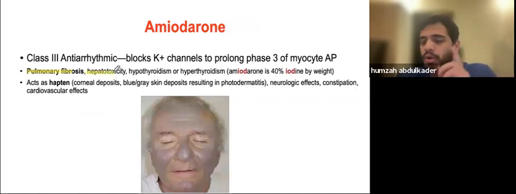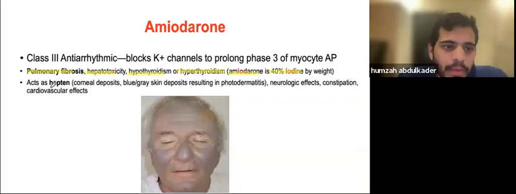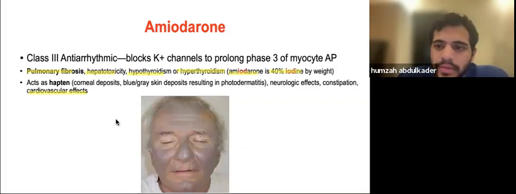Hepatotoxicity, they'll show elevated liver enzymes. Hypothyroidism or hyperthyroidism, because amiodarone has 40% iodine. So it can cause either one. It doesn't matter, right? And then, like we said, it could also cause some cardiovascular events. We said QT prolongation.